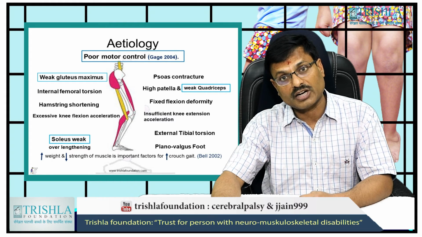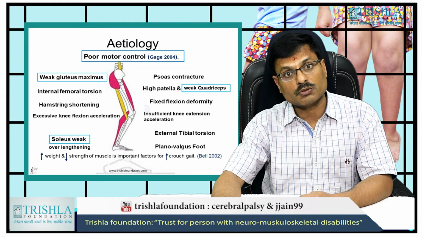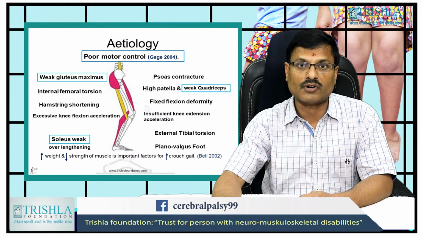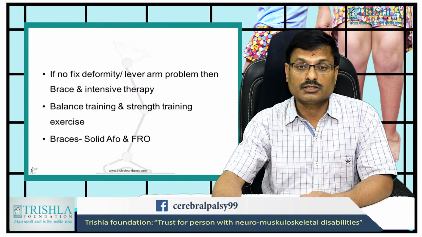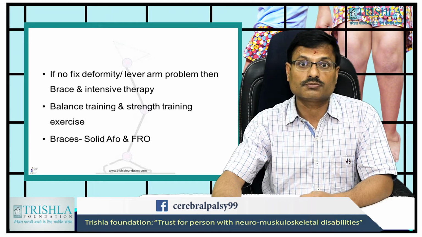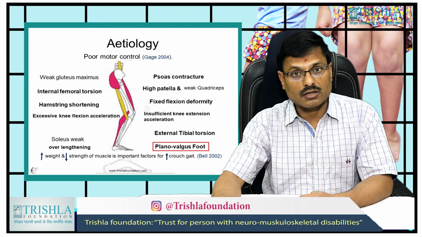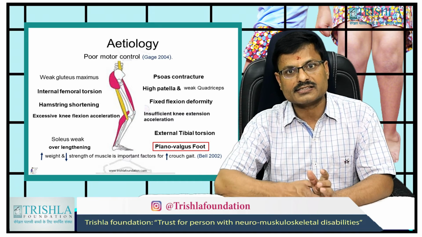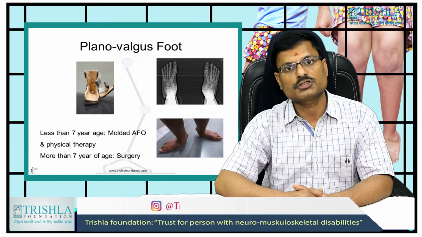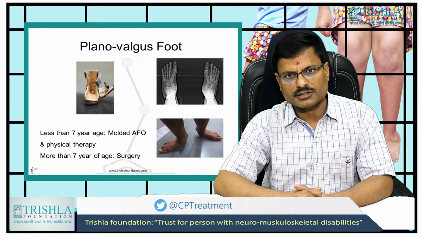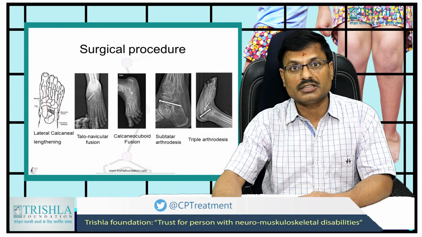Now come to the etiology, what kind of problem in the older age children. If there is no fixed deformity but there is a lever arm problem, then braces and intensive therapy are required. They also require balance training and strengthening exercises. In the brace, they require solid AFO and FRO. In the planovalgus foot, if age is less than 7 years, then we give a molded FO because the foot is not matured. And after 7 years, they may require surgical intervention.